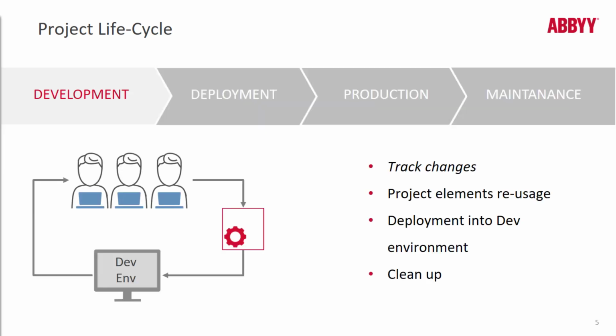So in the development stage, people work with projects, apply changes, send those projects to different environments, and this process repeats itself. Here you need to track changes in document definitions and projects, reuse project elements to speed up development, deploy projects into a dev FlexiCapture distributed environment and test it, and clean up old unused versions of projects. When a satisfactory version of the project is ready, we transfer it to the deployment stage.